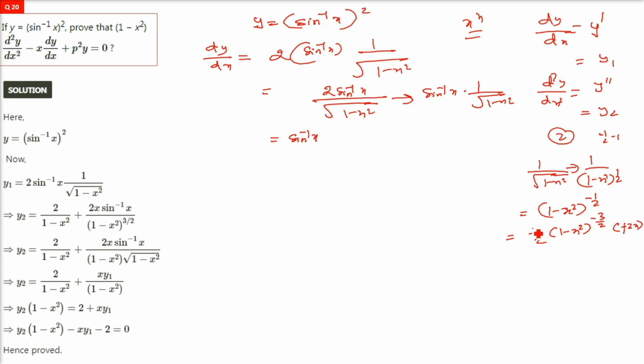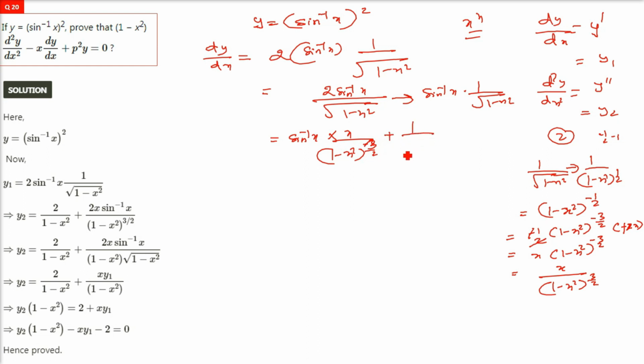So minus minus I am cancelling, 2 I am cancelling. It is going to be x in the numerator. Denominator, I am taking this 1 minus x square to the power minus 3 by 2 in the denominator. It is going to be 1 minus x square to the power 3 by 2. So this is the result of differentiation of 1 by under root 1 minus x square. So just let us replace it like this: x by 1 minus x square to the power 3 by 2. So it is going to be plus.